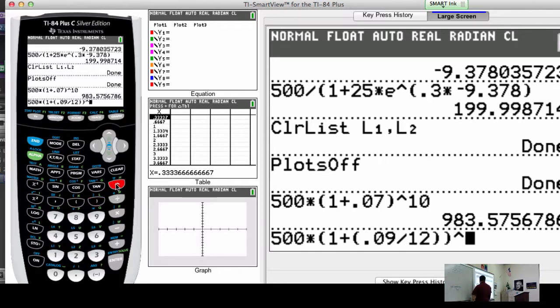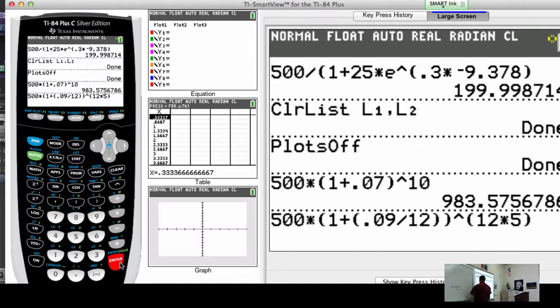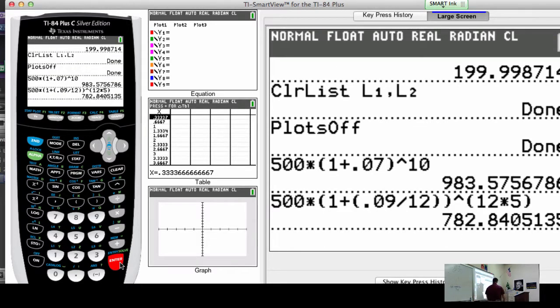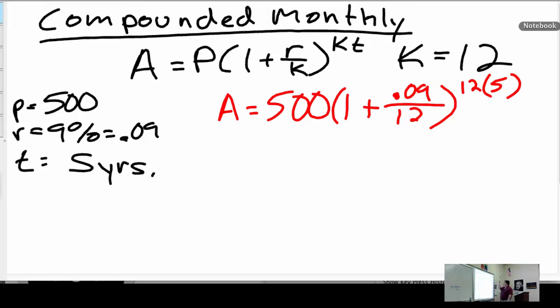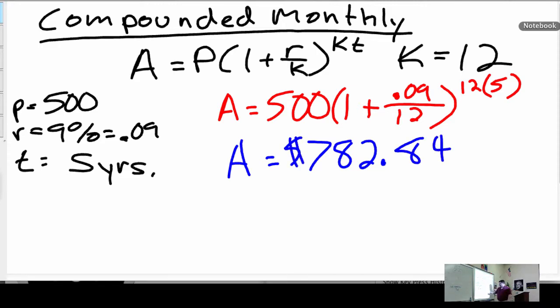So I'm going to raise this to parentheses 12 times 5. Hit enter. Well, bam, with the bacon sizzle, 782.84. That's what the book says too. So A equals, what was it? 782. Was it 54? 84. And that's it. Any questions? Does that make sense?